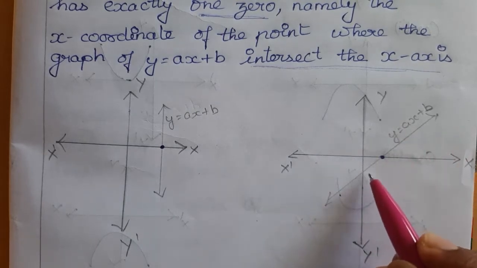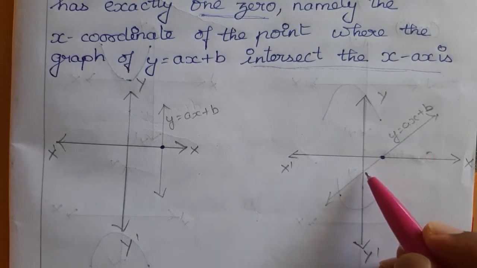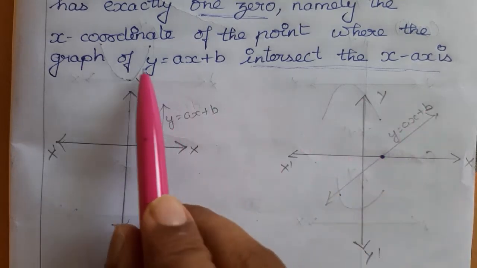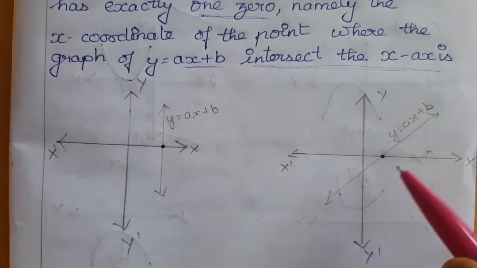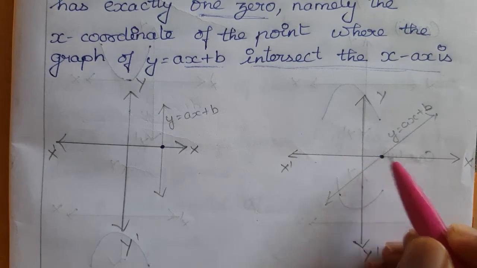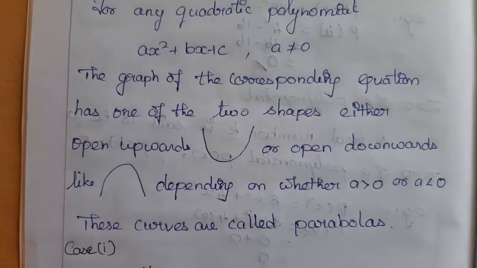Here you can see it intersects, but it is not the x axis, it's the y axis, right? So it's p of x, right? The zeros of p of x will be where it intersects the x axis.